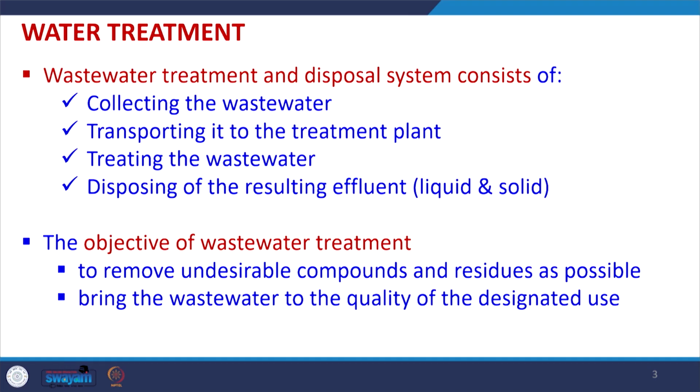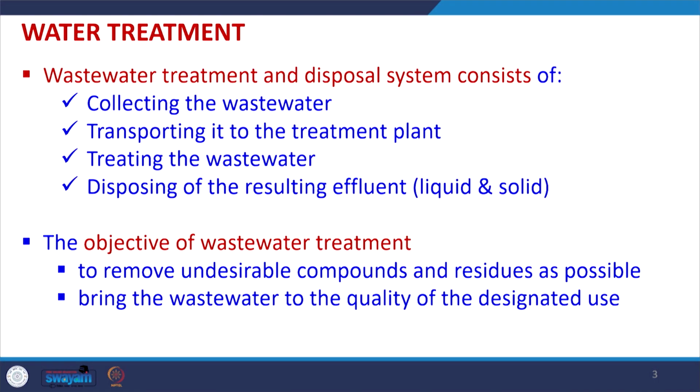Now, why do we do water treatment? Wastewater treatment and disposal system consists of various steps. So, the first step is collecting the wastewater itself. Like we have seen, from our residences we may discharge the water into sewer lines, and then the sewer line will merge with bigger sewer lines, and ultimately it will go to a wastewater treatment plant. So, collecting the wastewater is the first step.